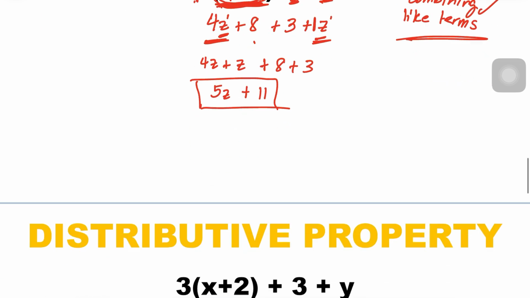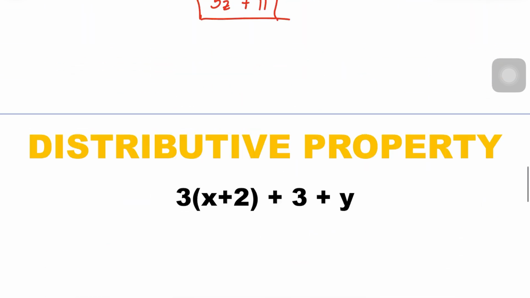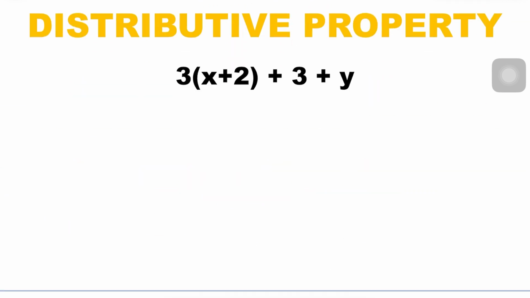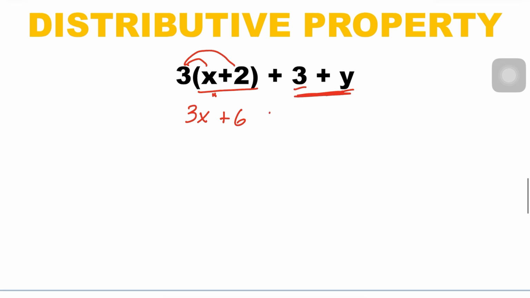Okay, next, this one, same as the previous one. Practice. So 3 times the quantity of x plus 2, plus 3, plus y. So we can distribute 3 here and here, but not here and not here as well because they're not inside the parenthesis. Clear? Let's go. 3 times x, 3x. Plus 3 times 2, 6. I hope that's clear. And then I'll copy plus 3 and then plus y.